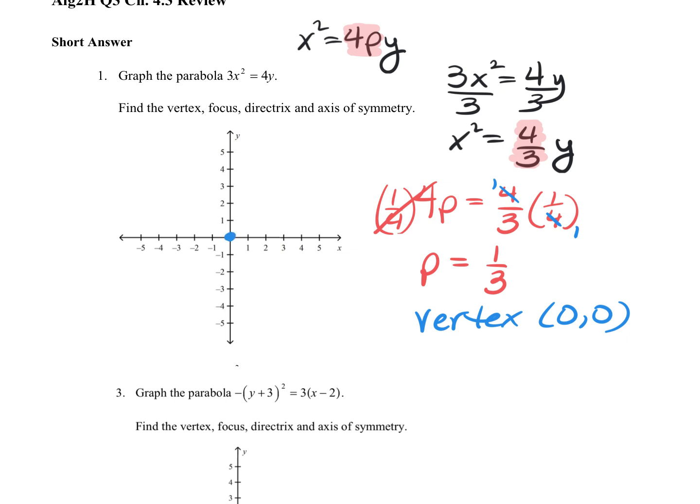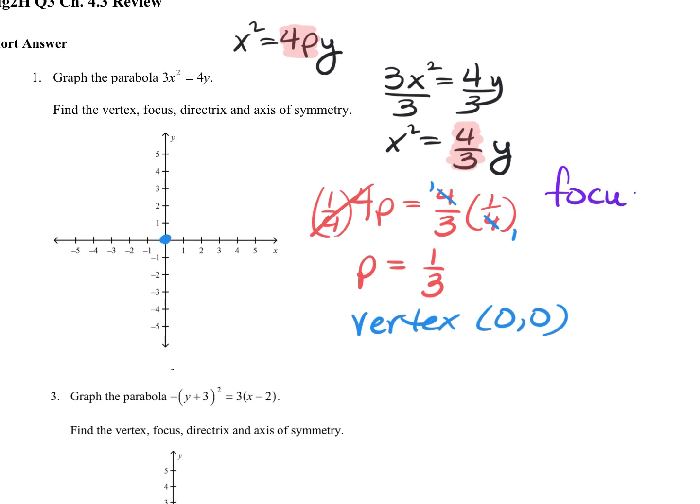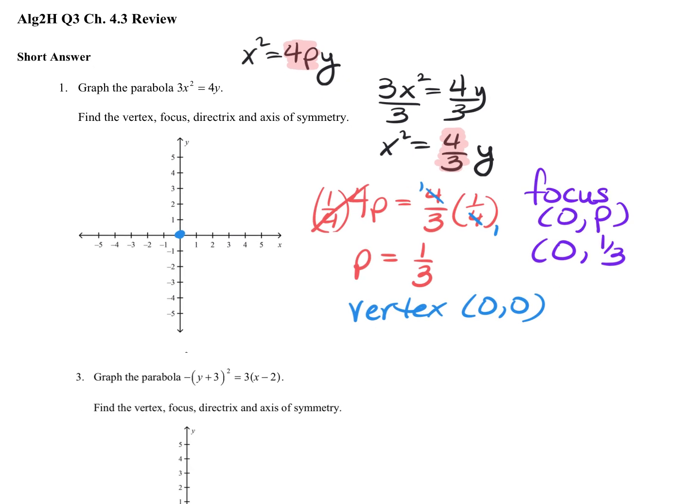So then next what I'm going to find is my focus. Because my vertex was at 0, 0, I already know that I'm going to put that p-value in the non-squared variable spot. And my non-squared variable was y. So my ordered pair for my focus is just going to be 0, p, and that focus point is going to be 0, 1/3.